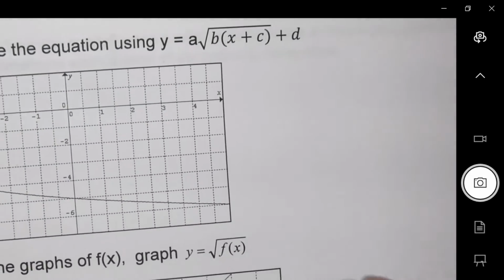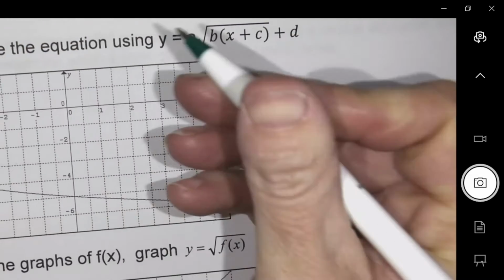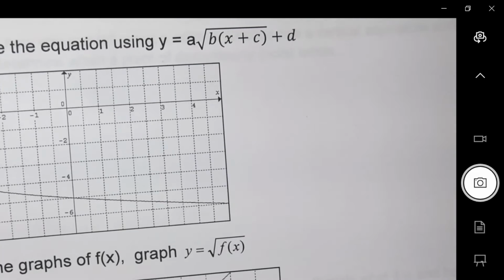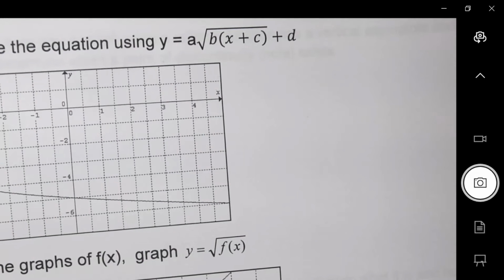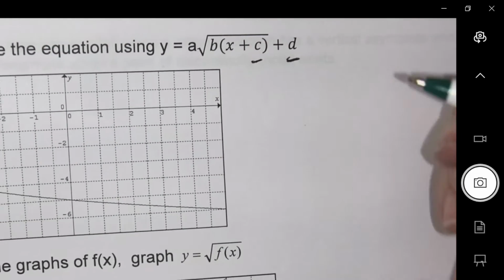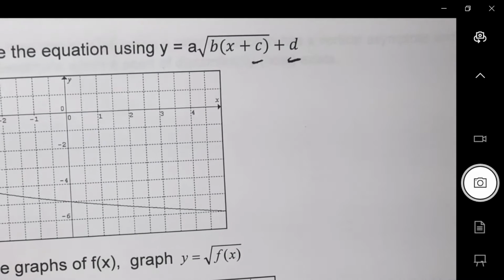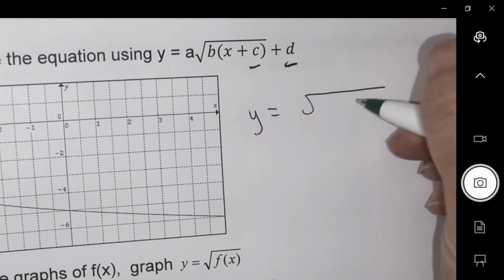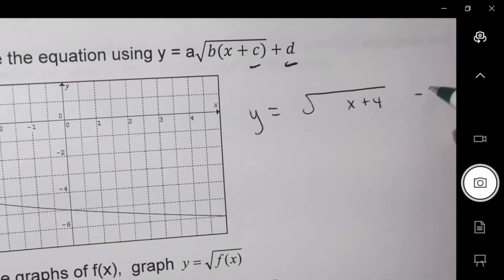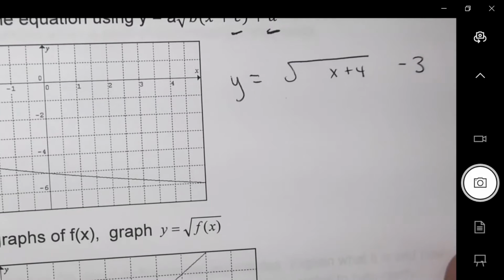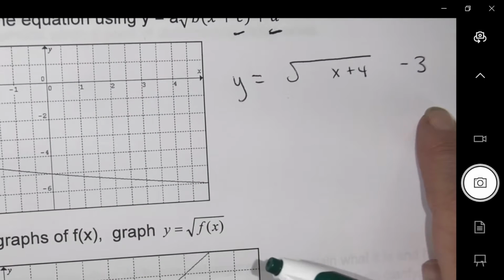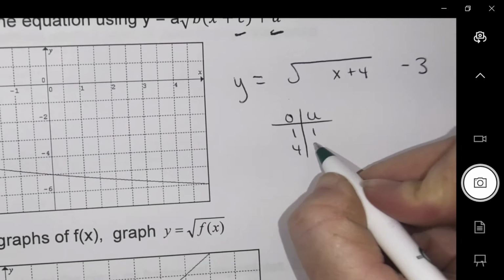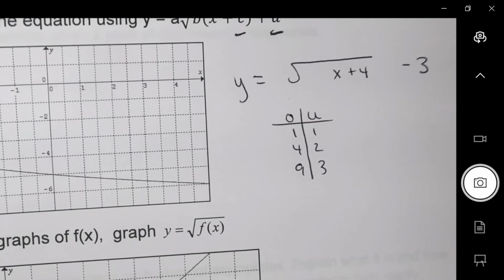Okay, determine the equation. Okay, so we have that point, right? Negative 4 comma negative 3. Can you fill in the C and D using that? Can you fill in the C part and the D part? Okay, left 4, down 3. Okay, let's do an over-up chart. So 1, 1, 4, 2, 9, 3. That's how we should do it.